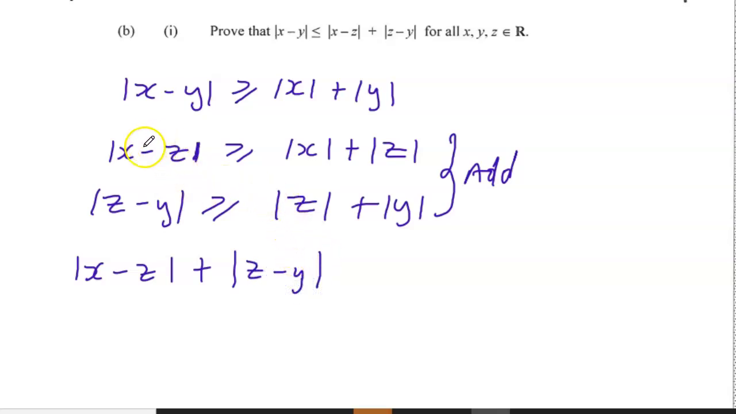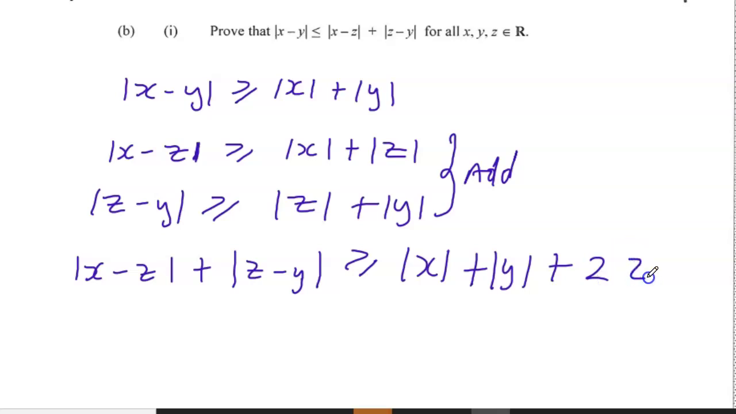So we add these, so we're going to add the right hand side also. It's the modulus of x plus the modulus of y. And then we have 2 mod z here, right? So plus 2 times the modulus of z.